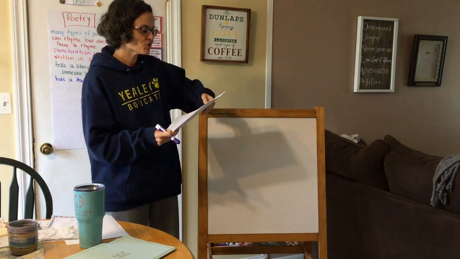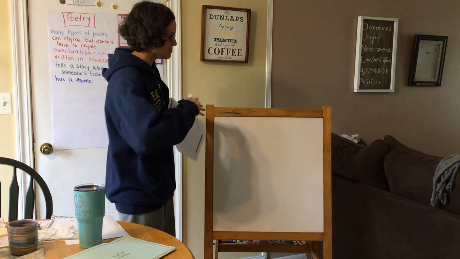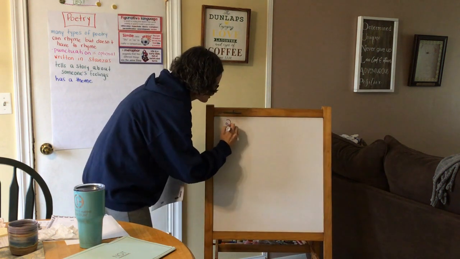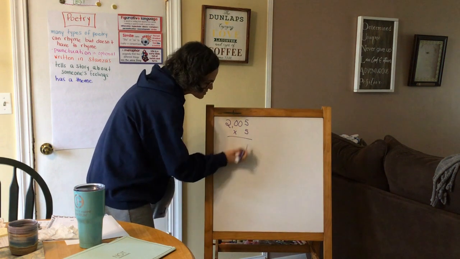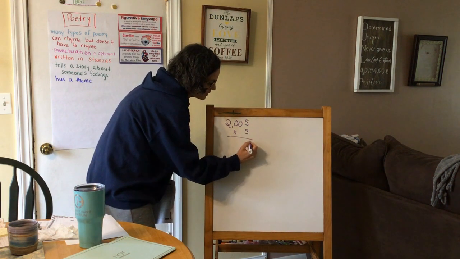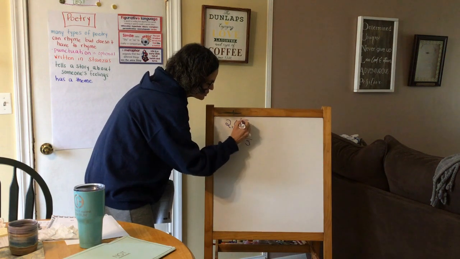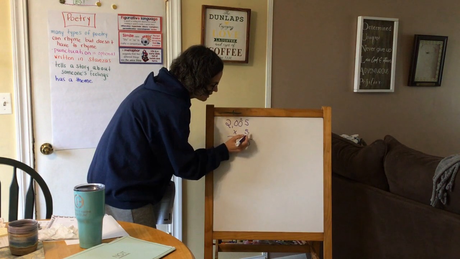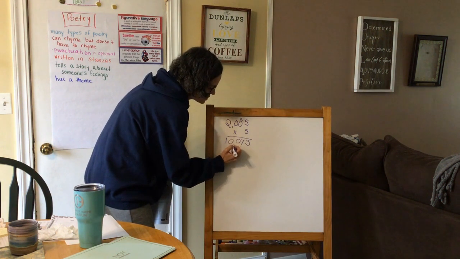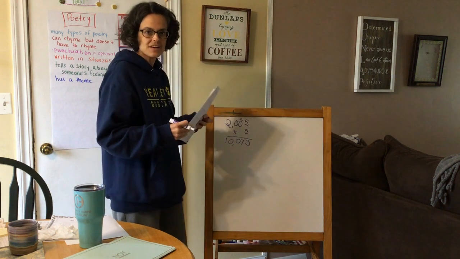First one starts off with 2005 times 5. Okay, so we will multiply 5 times 5, we get 25. So I have to regroup my 2. 5 times 0 is 0, plus 2 is 2. 5 times 0 is 0. 5 times 2 is 10. So my product is 10,025.